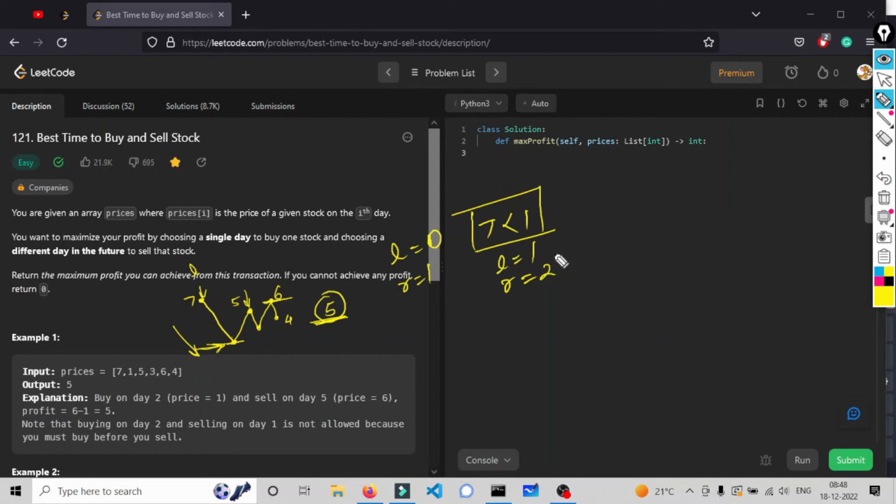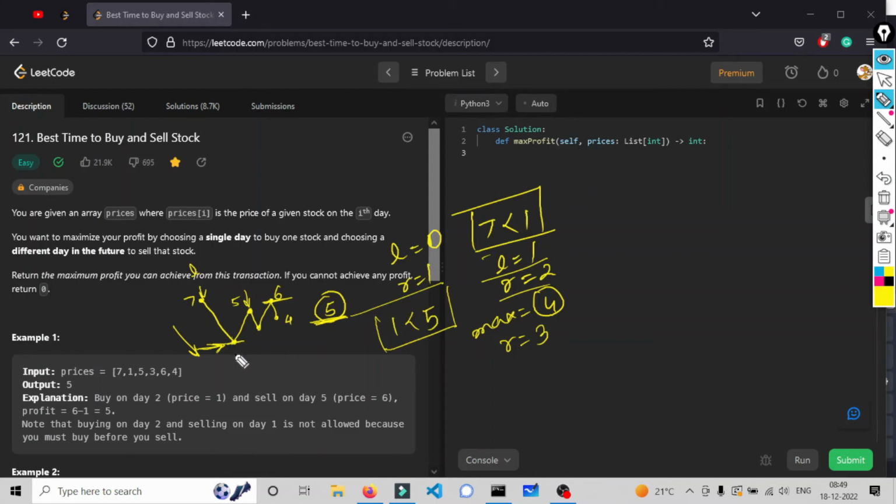Now we will again compare: is 1 less than 5? Yes, this condition is true. Then we find the difference, so the max will be 4. Now in this case L will stay the same, we will only update the right value. So now right will be 3.